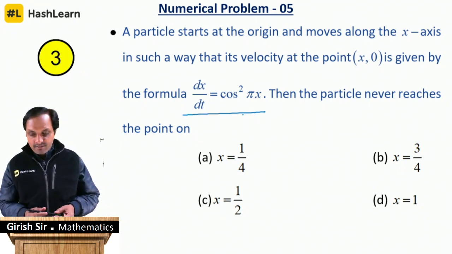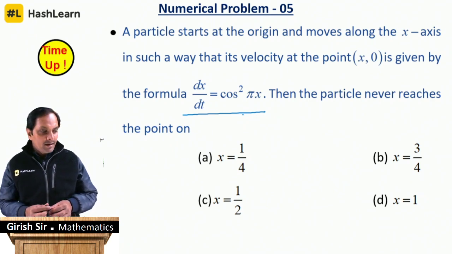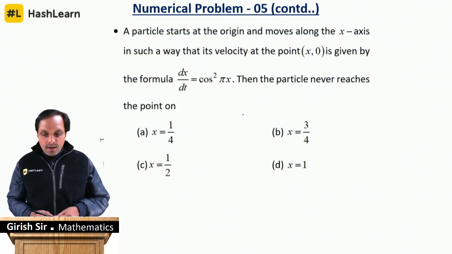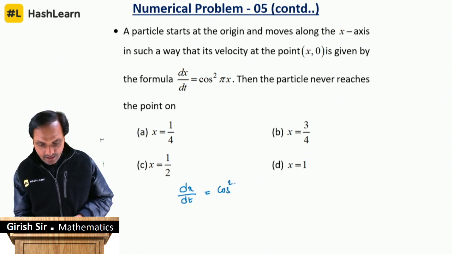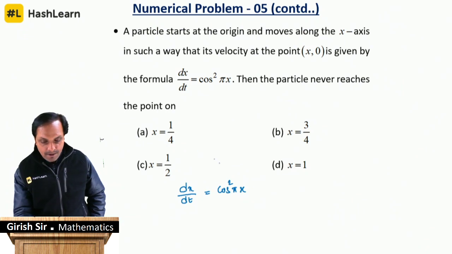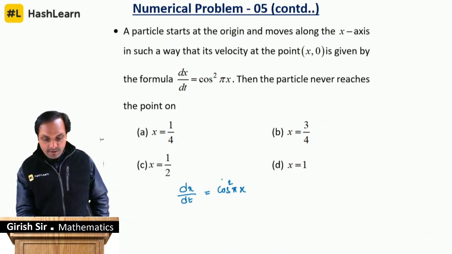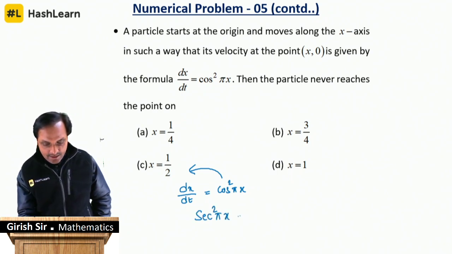Five more seconds, guys. Time is up. Time up, and let's see how to do this. तो चलो क्या करेंगे हम यहाँ पे dx by dt है, dx by dt is equal to cos square pi into x. तो चलो हम इसको यहाँ पे शिफ्ट किए तो लेफ्ट हैंड साइड cos स्क्वायर को लेफ्ट हैंड साइड किए तो 1 by cos स्क्वायर ये हो जाएगा secant स्क्वायर pi into x dx, और dt को हम राइट साइड ले लेंगे.